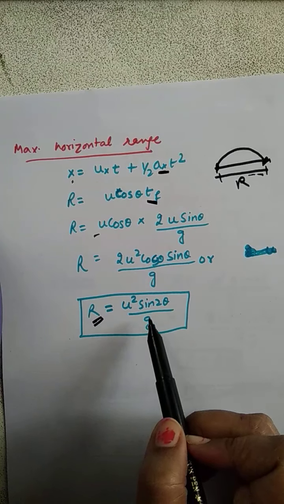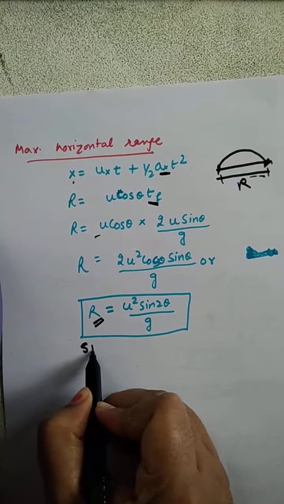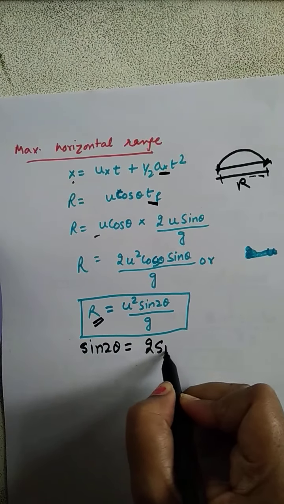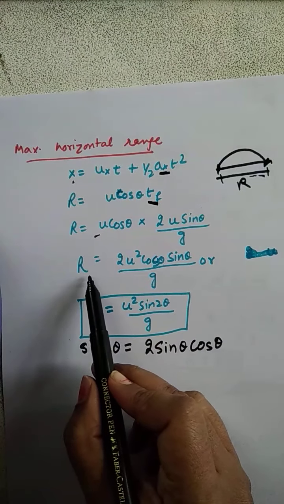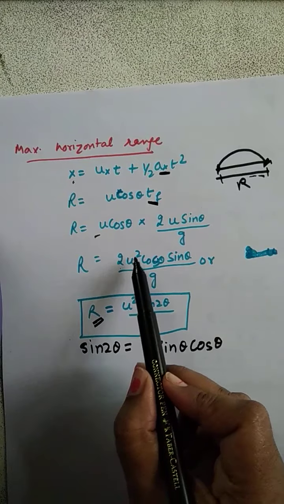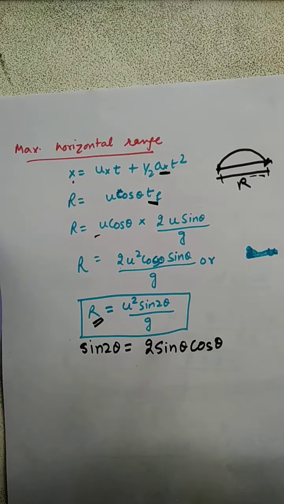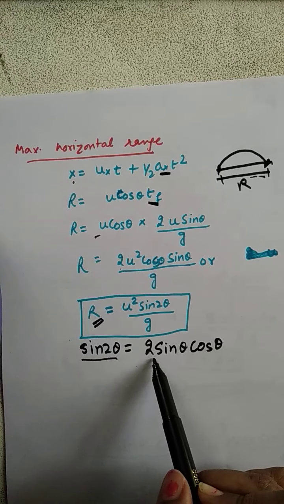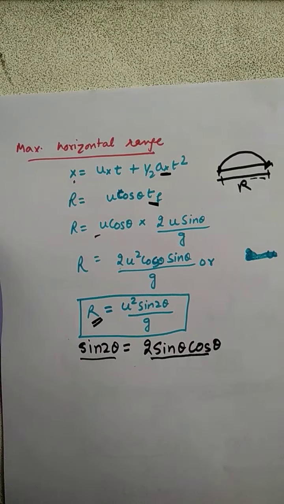This expression is a trigonometric expression, that is sin 2 theta can be written as 2 sin theta cos theta. So the same expression can be written as 2u square cos theta sin theta upon g. Sometimes to solve a numerical problem this expression is easy, sometimes that expression is easy. So you choose whichever is easy for you guys.